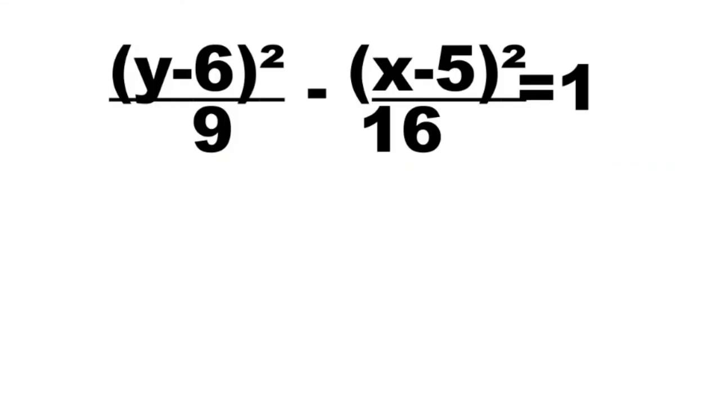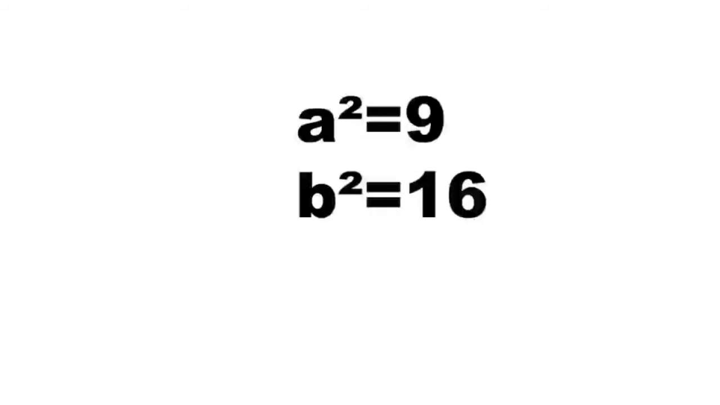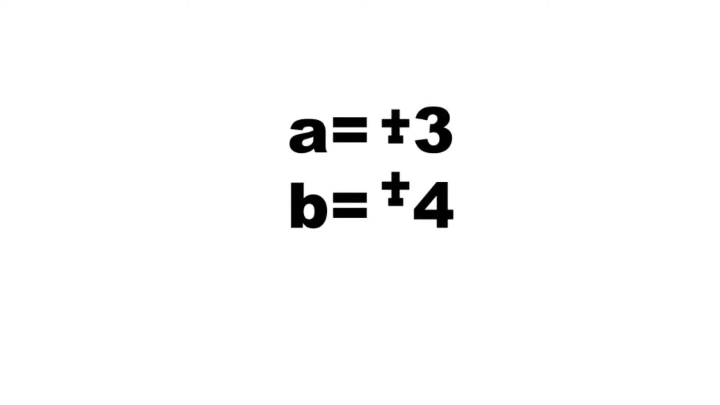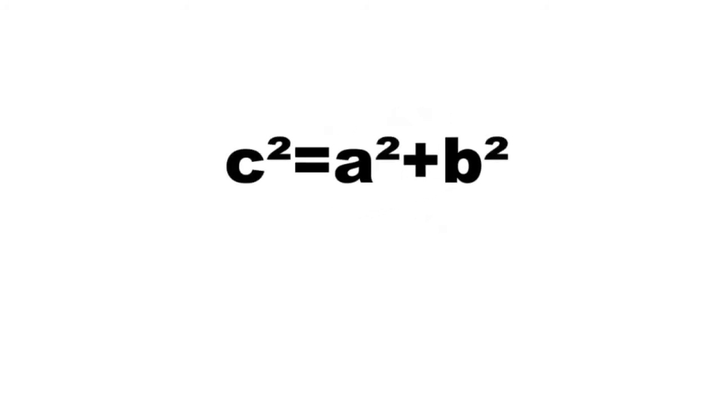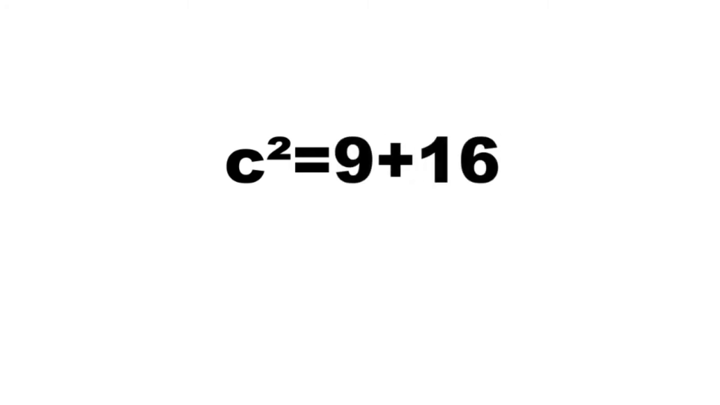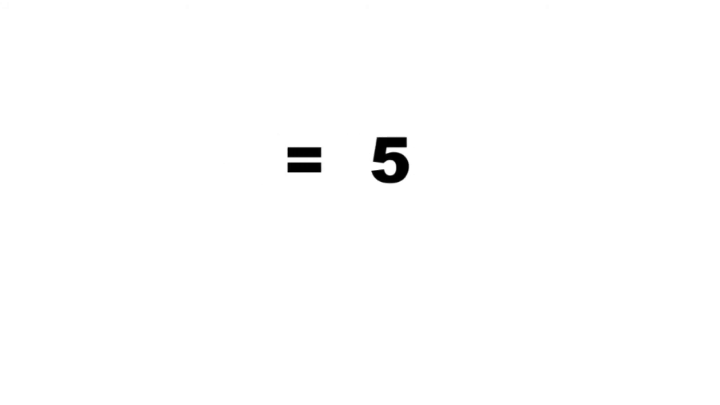Example: sketch the graph of the hyperbola with equation quantity y minus 6 squared over 9 minus quantity x minus 5 squared over 16 equals 1. From this equation, a squared equals 9 and b squared equals 16. Getting the square root, we have a equals plus or minus 3 and b equals plus or minus 4. We also have c squared equals a squared plus b squared, so c squared equals 9 plus 16, so c squared equals 25. Getting the square root, we have c equals plus or minus 5.